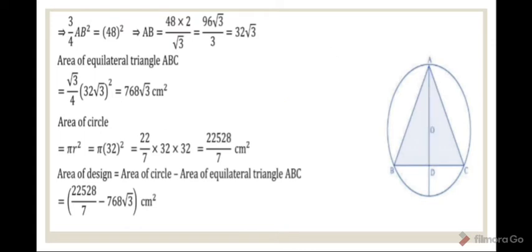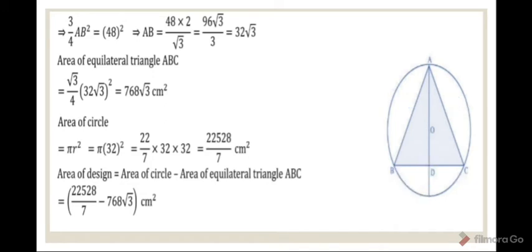Now again look at the figure. You know that in an equilateral triangle the median bisects the opposite side perpendicularly, so this angle is 90 degree. If you consider the sides of this equilateral triangle as A, so this is A, this one is A, and this BC is also A. Since AD is the median, BD will be A by 2.